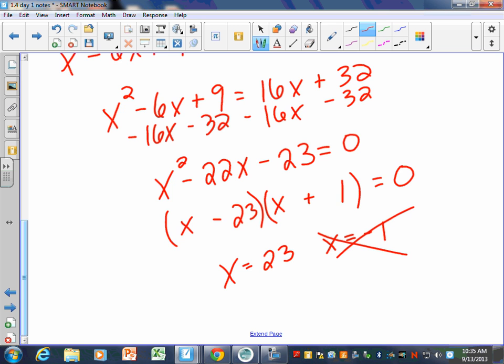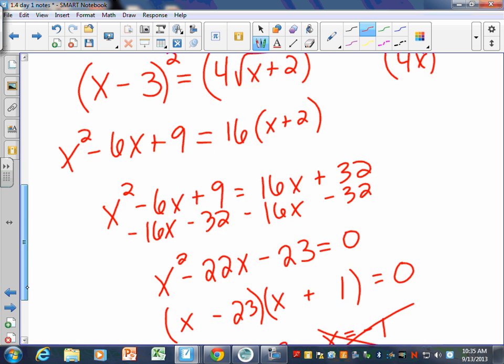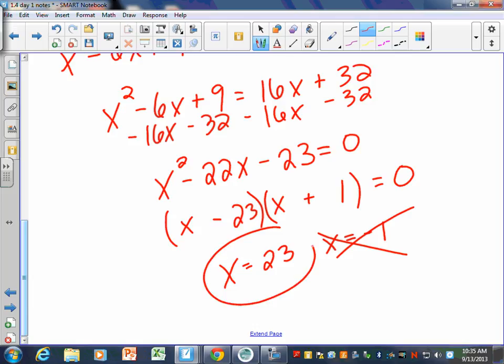I bet 23 works. 23 times 2 is 46. 46 plus 3 is 49. So the square root of 49 is 7. 23 plus 2 is 25, and the square root of 25 is 5. 7 minus 5 equals 2. Check your answers, kids.